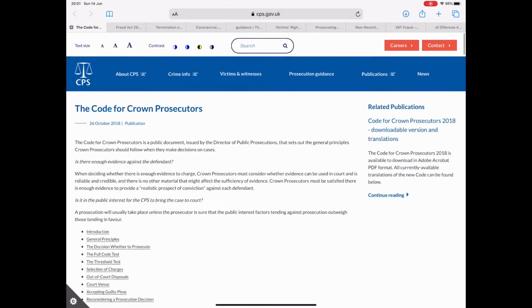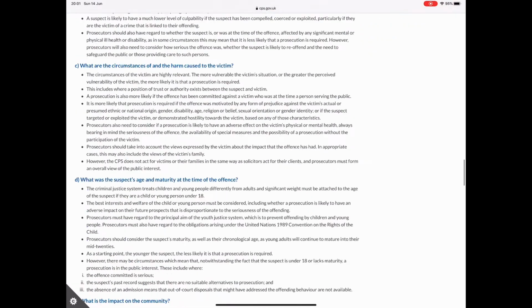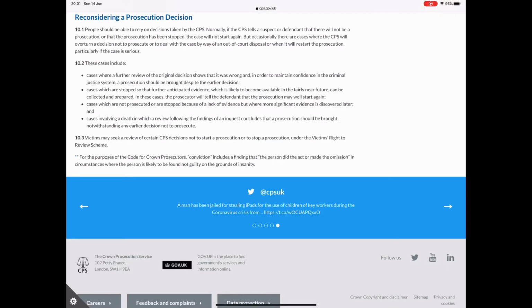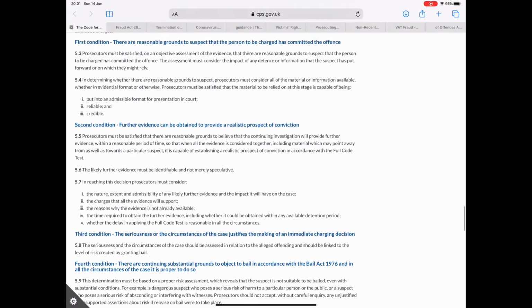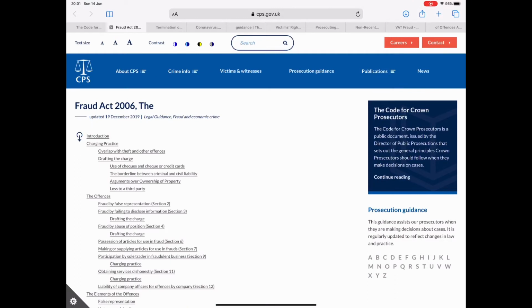Now, it's not just this Code for Crown Prosecutors, which does contain at paragraph 10 how a prosecution decision should be reconsidered, and it's this paragraph that means that when we send our written reps, they can't just be thrown in the bin. They've got to be responded to and considered. But there's specific guidance that we'll draw to the CPS's attention in our written representations. In a fraud case, it would make sense to refer to the Fraud Act guidance.